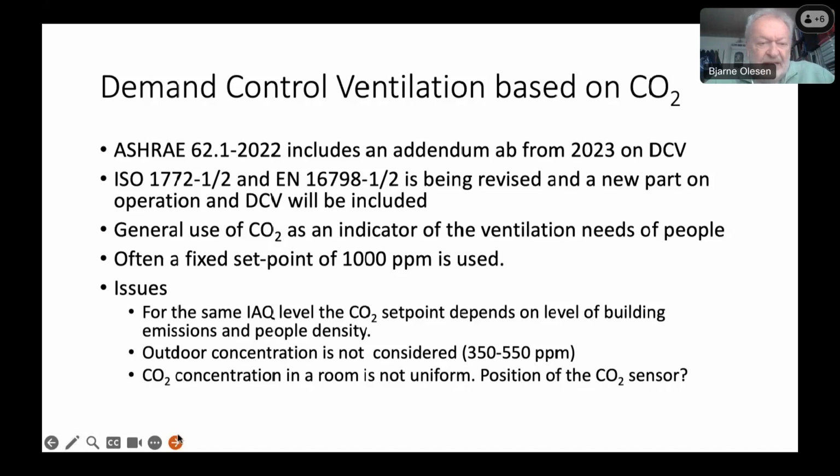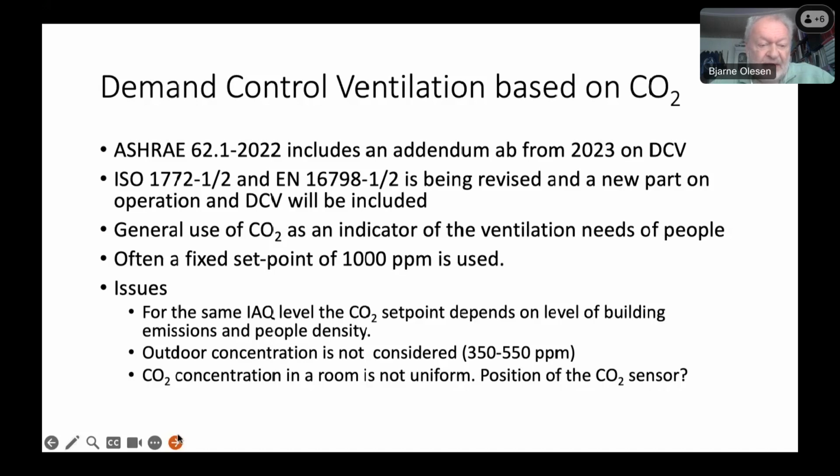So in general, CO2 is used as an indicator of the ventilation needs per person. And we have seen in DCV controls today, often you use a fixed set point of 1000 ppm. But there are some issues with that because for the same indoor air quality level, the CO2 set point depends on the level of building emissions and people density.